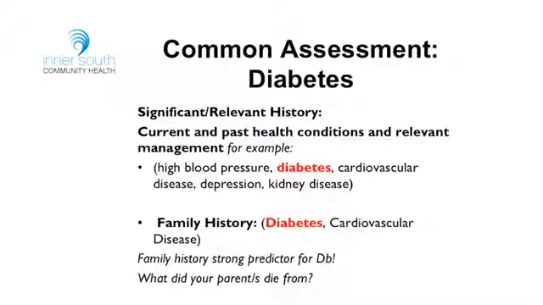One of the other questions that I ongoingly ask is, what did your parents die of? And if their parents died of cardiovascular disease, automatically that rings alarm bells. Did they have undiagnosed diabetes? Because diabetes and cardiovascular disease go hand in hand.